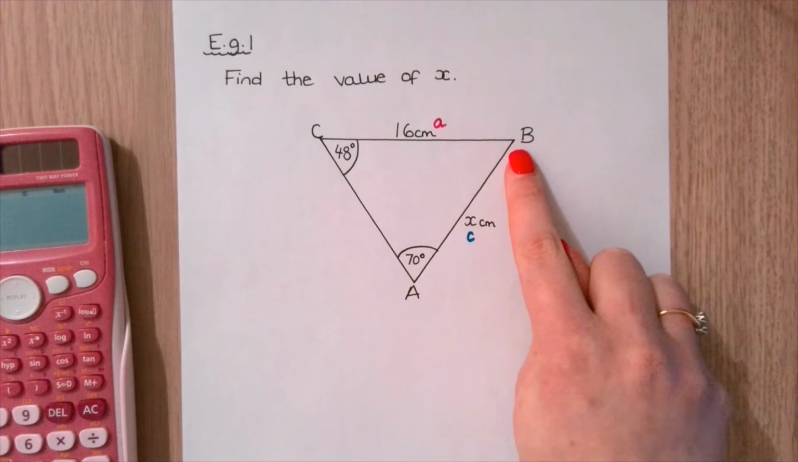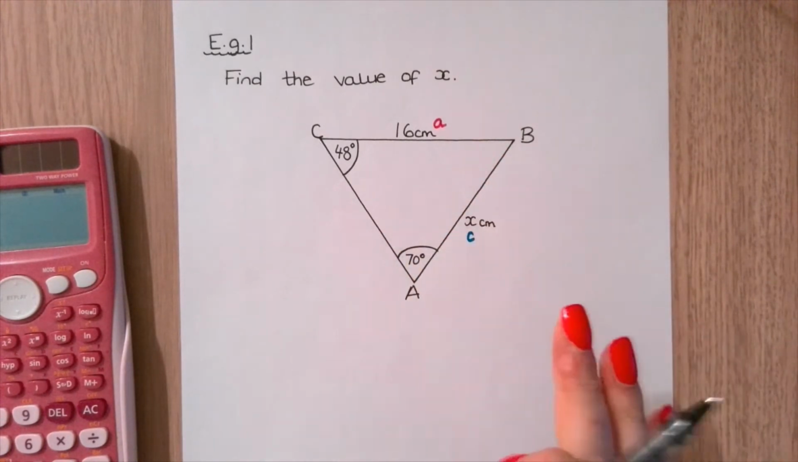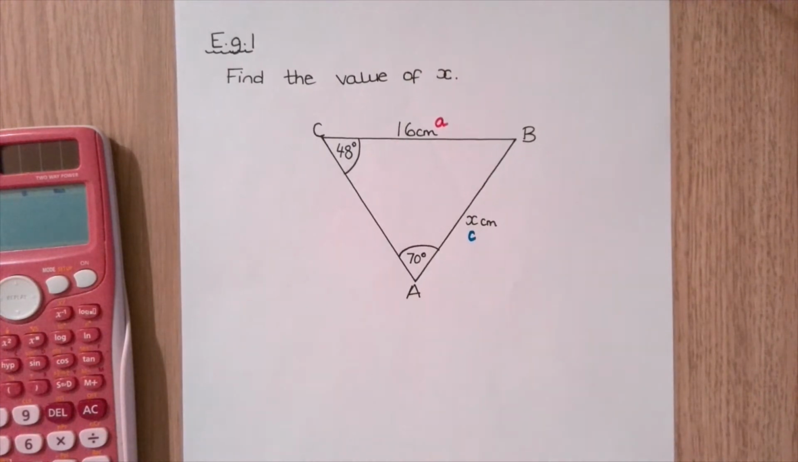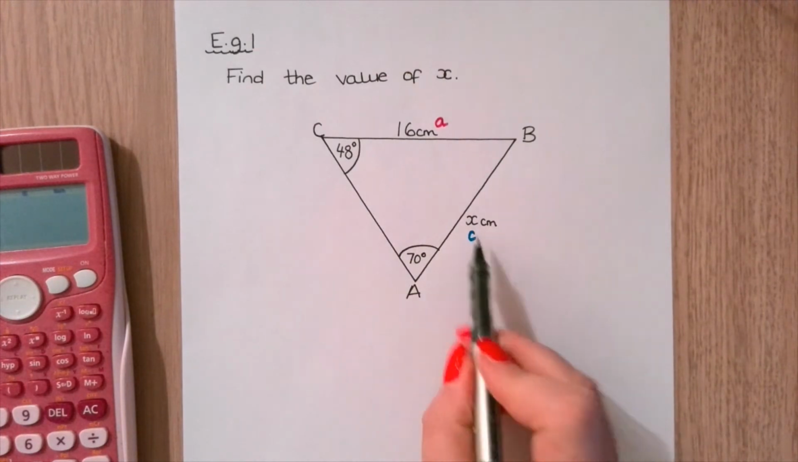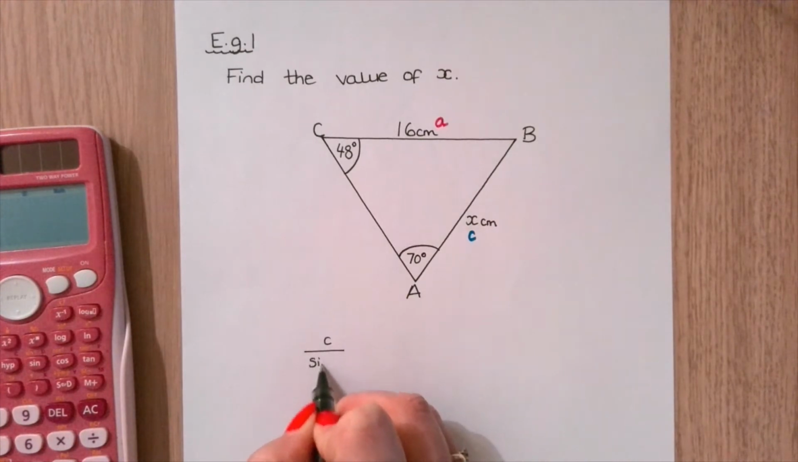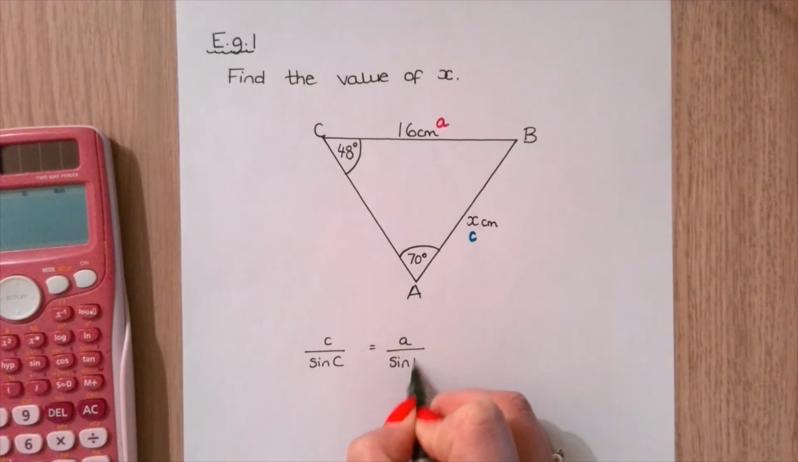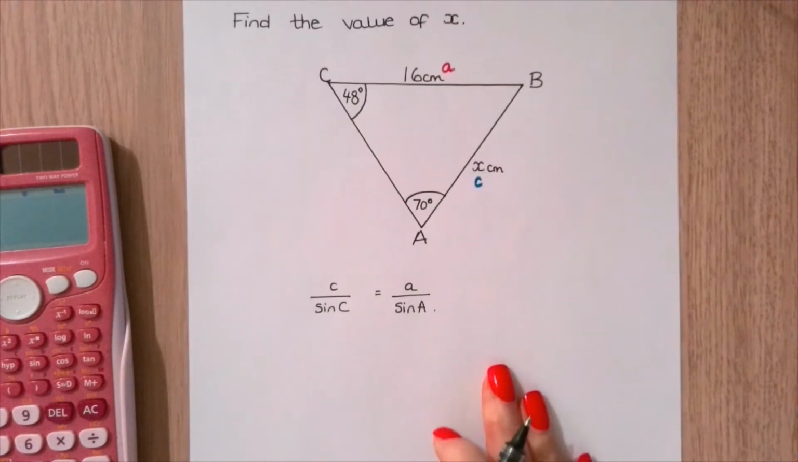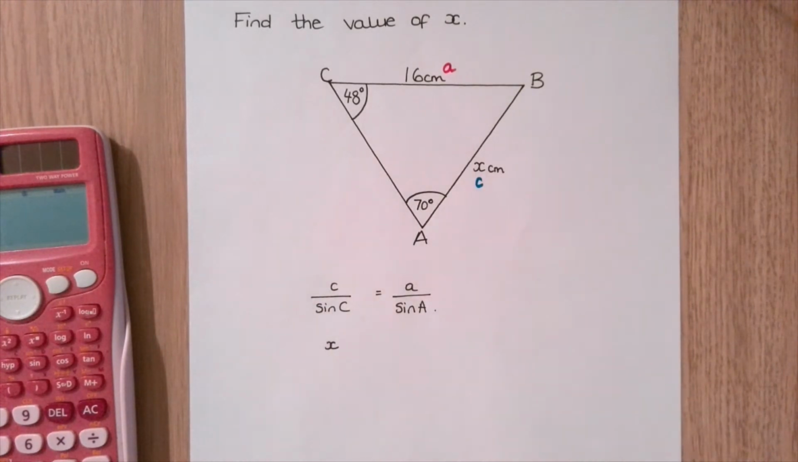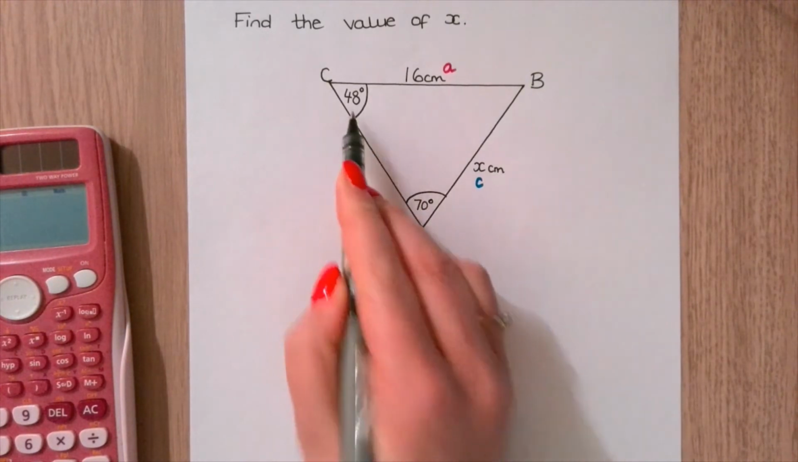At this stage, I'm not going to label my capital B, my lowercase b, because as I just said previously, I don't actually need all three to be able to work it out. So to apply the formula, I'm looking for a length, so I'm going to use c over sine C is equal to a over sine A. Now to fill in the information that we know. So lowercase c is x over sine of uppercase C, which is 48.